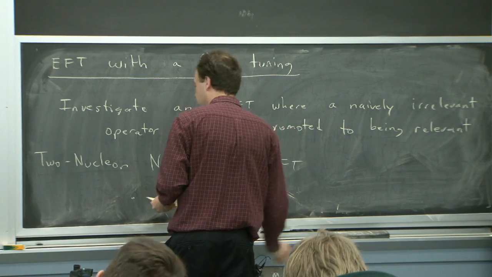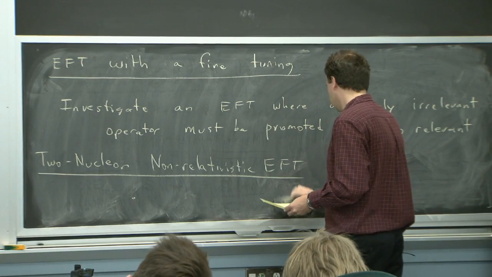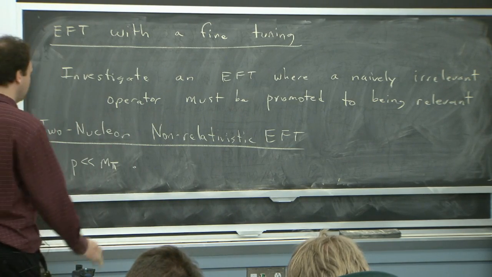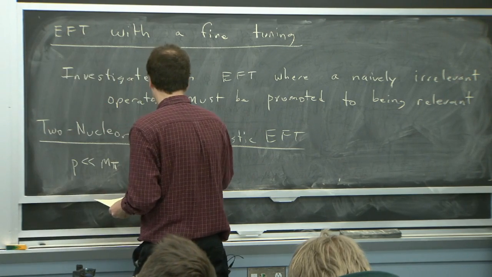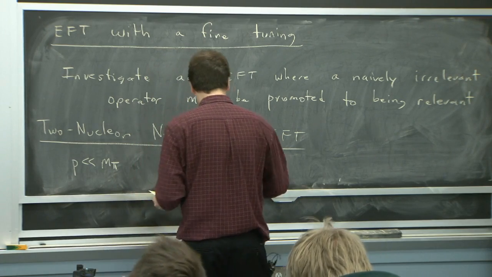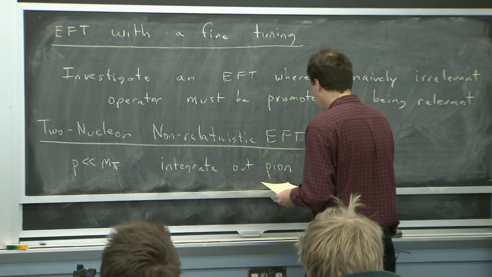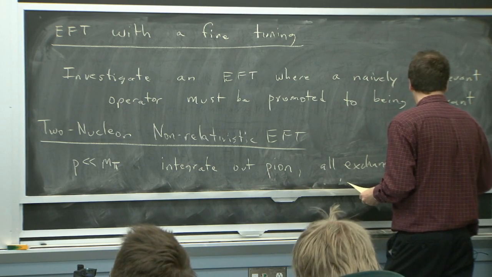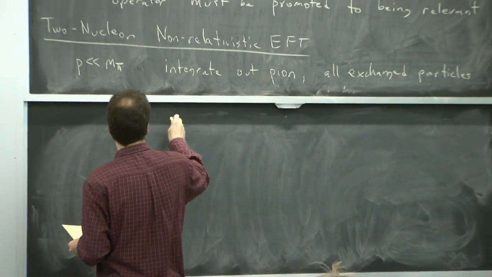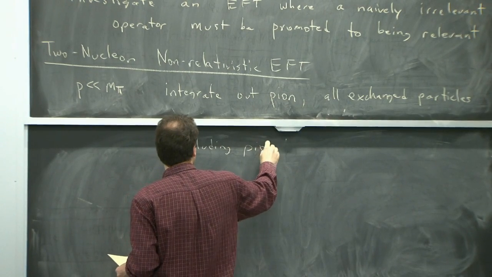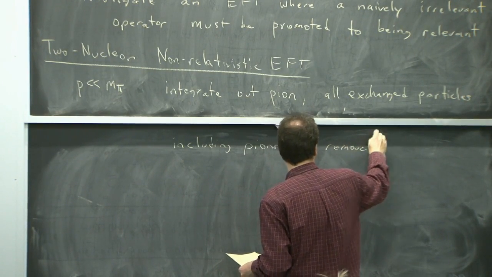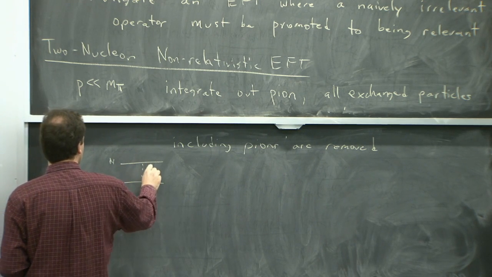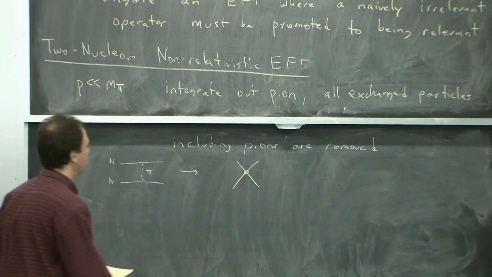So you have two nucleons, a neutron and a proton, for example. It's a bottom-up effective theory. We're not going to be thinking about calculating nucleons in QCD. We're going to work at momenta that are so small that we actually integrate out the pion. So all exchange particles are integrated out. So there's nothing to exchange and we really just have contact type interactions. Something that you might think of as like a pion exchange between two nucleons is represented by some local operators between the nucleons.